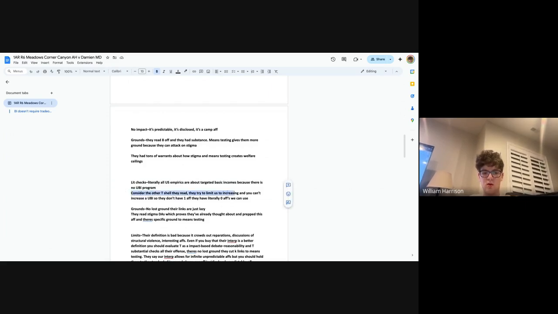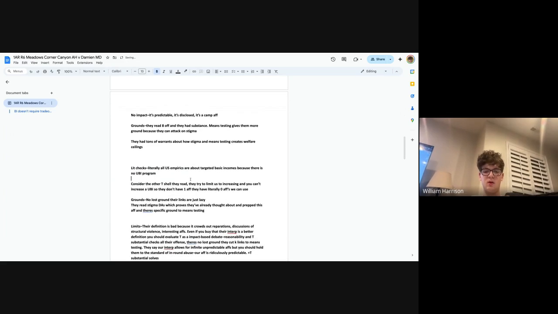Then they say, this was weird. They read a different T-shell saying you have to increase an existing program. If you combine that with the basic income has to be universal and you have to increase an existing basic income, there is no existing universal basic income. That's a limits argument that there would be literally none.